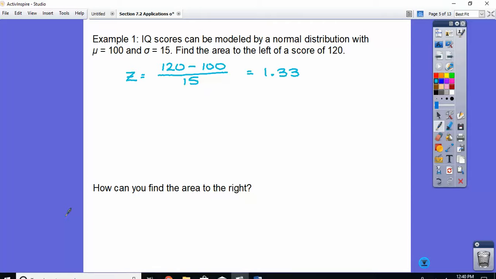So then you go to your table. That's my z. I'm looking for a probability of being to the left of that. So you go to the 1.33. You have 1.3 on the side of the table, and then you have to go to the 3 on the top. Make sure you're looking, so you know if you need help reading this table. And what do you get? 0.9082.